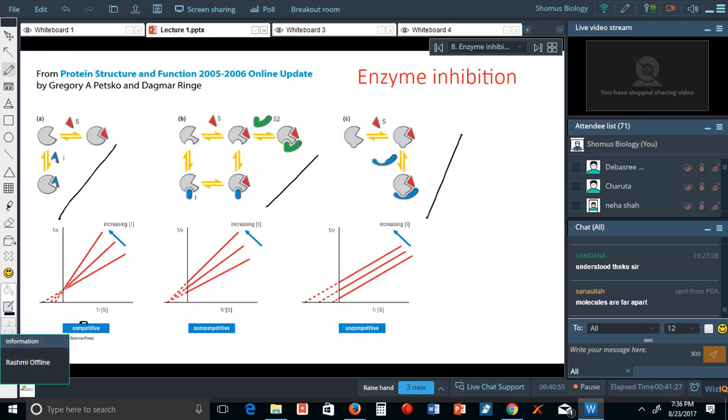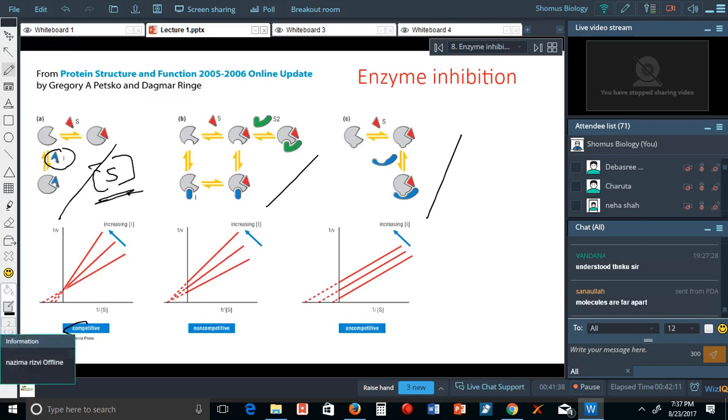In competitive inhibition, as the term suggests, the inhibitor itself is competing with the substrate for binding to the enzyme, because substrate and inhibitor both compete to bind to the active site of the enzyme. Because the inhibitor resembles the structure of the active site, it binds to the active site properly. Once it binds, it will not allow the substrate to bind. So either a substrate or an inhibitor can bind to the active site. Between the substrate and inhibitor, anyone can win.